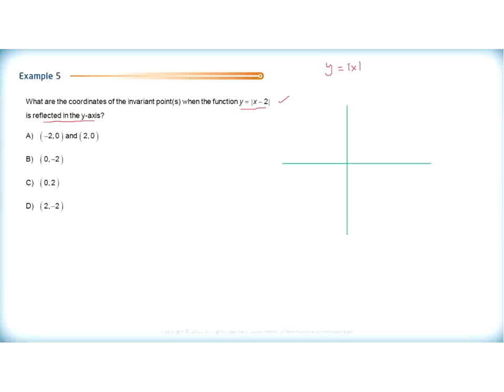this is what it's going to look like. It's going to look something like this, whereby the vertex of this V-shaped graph is located at (2, 0). Now, the slopes of each of these lines are 1 and -1. So this one's got a slope of 1. This one's got a slope of -1.